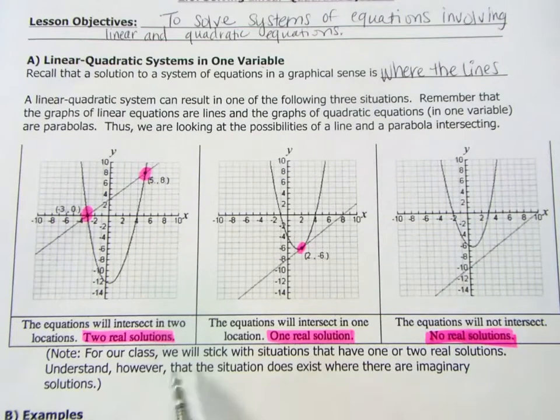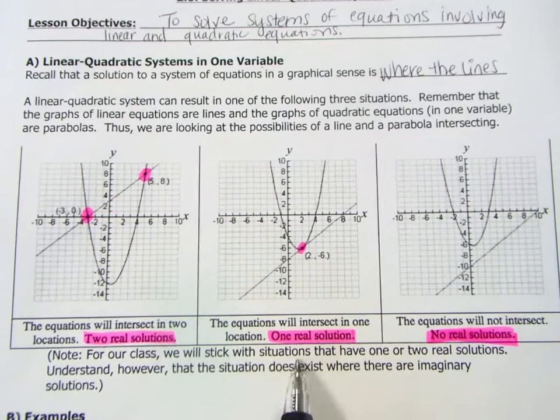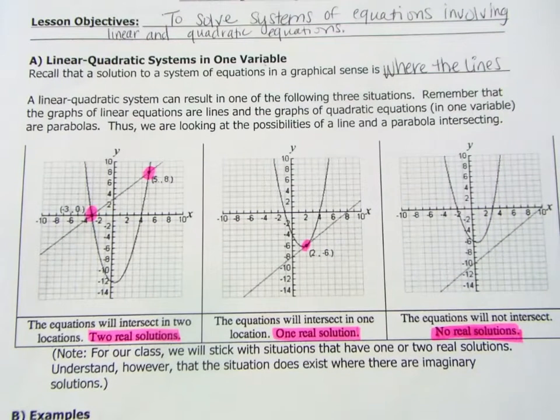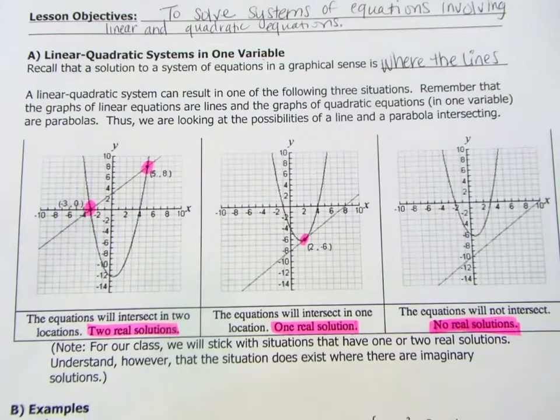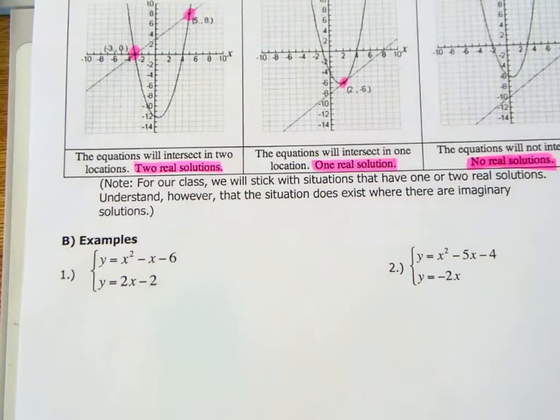Please note that for our purpose, we're just going to stick with situations that have at least one or two real solutions. Understand that there are situations where there might be imaginary solutions, but we're not dealing with that. So with that being said, let's look at the first system. We have y equals x squared minus x minus 6 and y equals 2x minus 2. So the first one's a parabola, and the second one is a line.